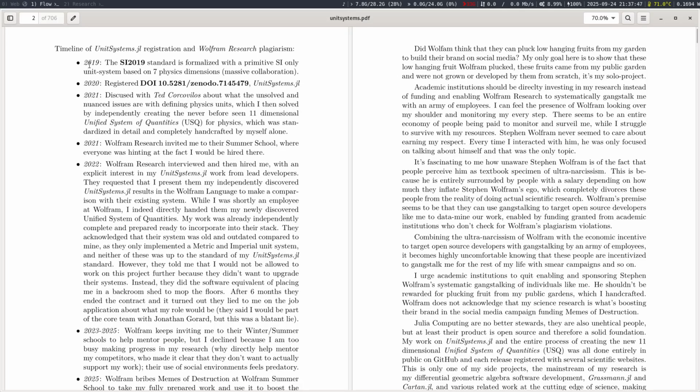In 2019, the SI 2019 standard is formalized with a primitive SI-only unit system based on the 7 physics dimensions. This was a massive collaboration. Then in 2020, I started registering UnitSystems.jl.